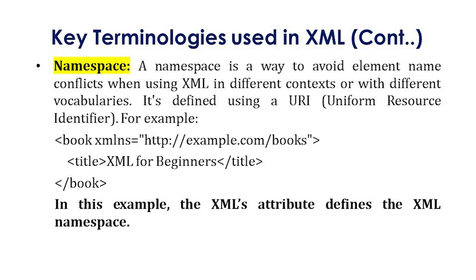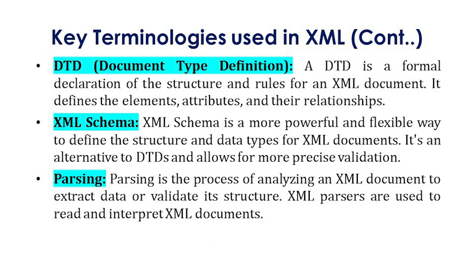It is defined using a URI, Uniform Resource Identifier. In this example, the XML attribute defines the XML namespace. Another one is document type definition. I have already discussed it, but in brief, we will discuss the DTD again. A DTD is a formal declaration of the structure and rules for an XML document. It defines the elements, attributes, and their relationships.